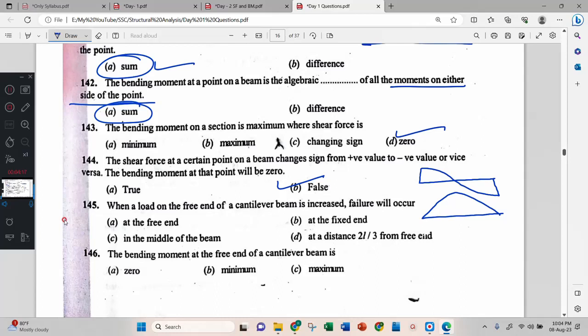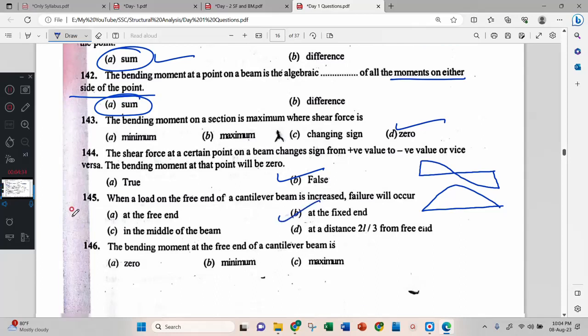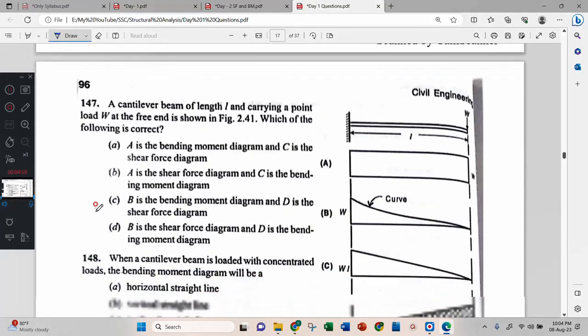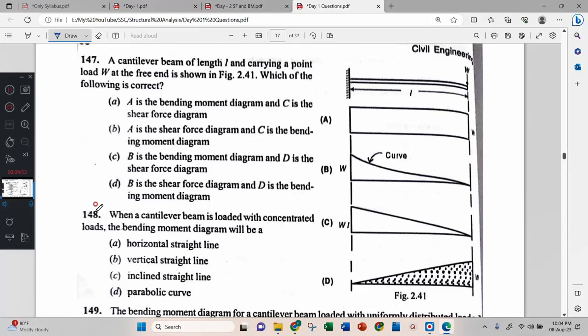When a load on the free end of a cantilever beam is increased, failure will occur at the fixed end. So B, fixed end. Correct answer. Bending moment at a free end of a cantilever beam is 0. Correct answer.